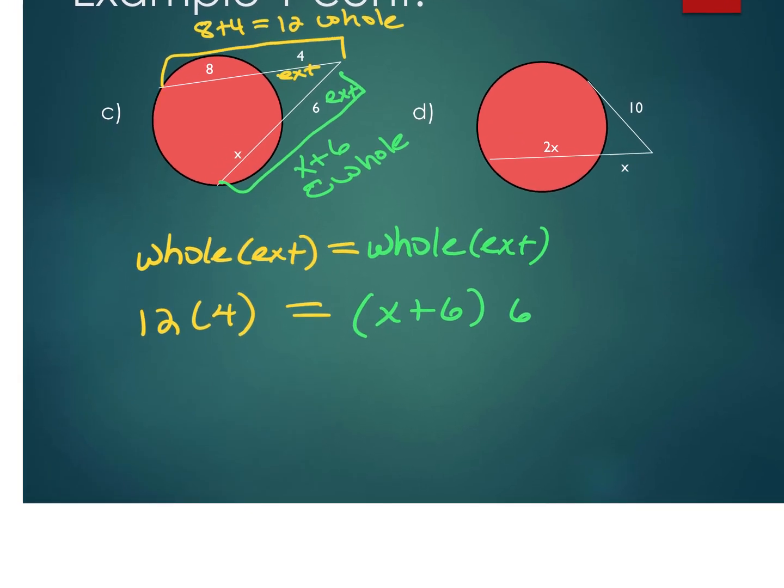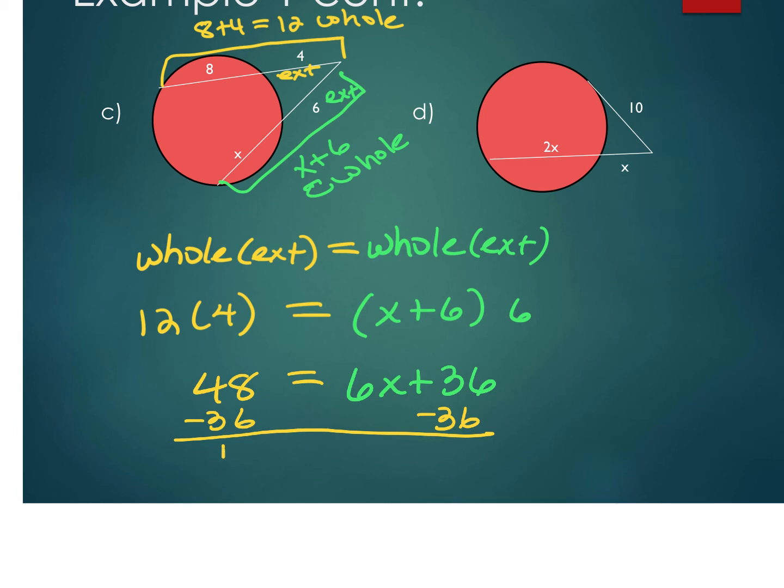I need to distribute: 6x plus 36 equals 12 times 4, which is 48. I need to solve for x, so I'm going to subtract 36. 48 minus 36 is 12. Set that equal to 6x. Divide by 6, and x equals 2.